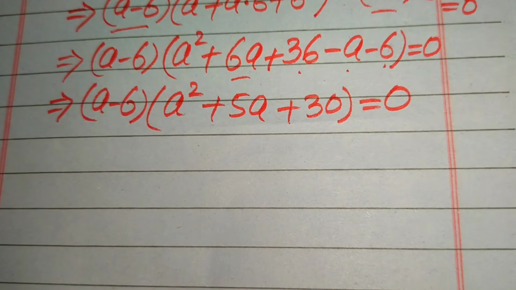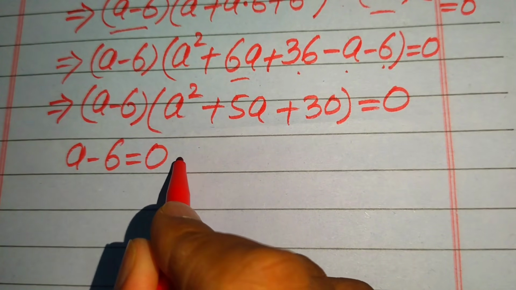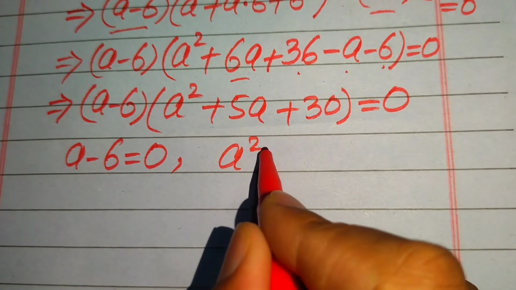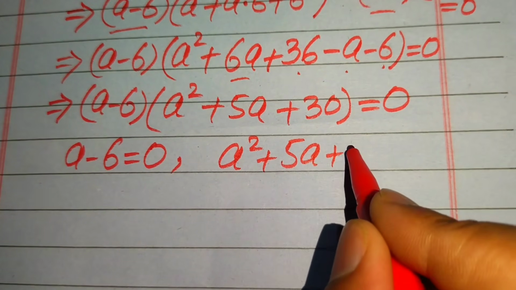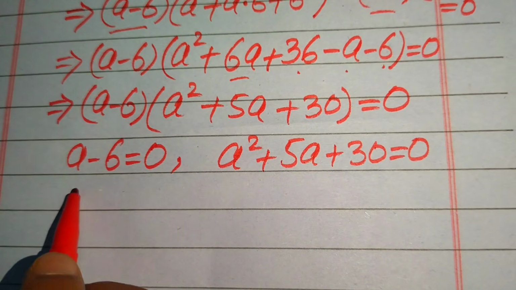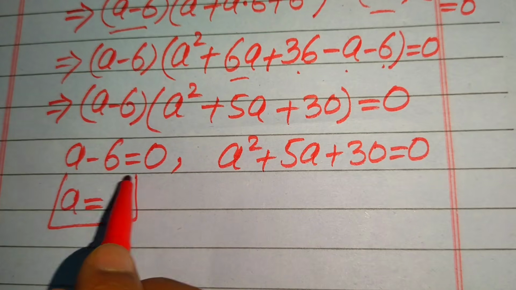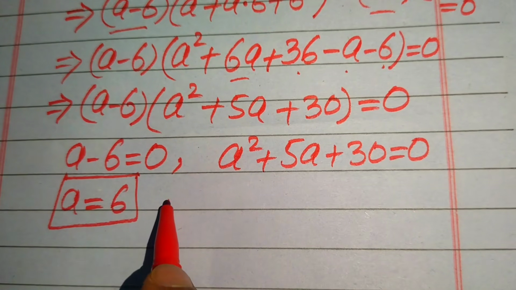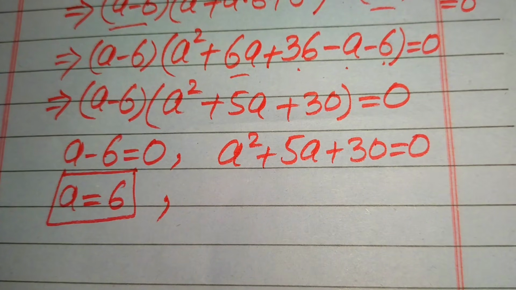And now we divide this equation into the two cases. The first case is we write a minus 6 is equal to 0, and the second case is we write a square plus 5a plus 30 is equal to 0. From here we move minus 6 to the right hand side and we get the value of a is equal to plus 6. And in the same pattern we need to solve this quadratic equation.